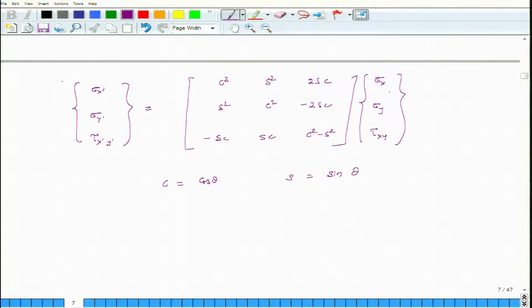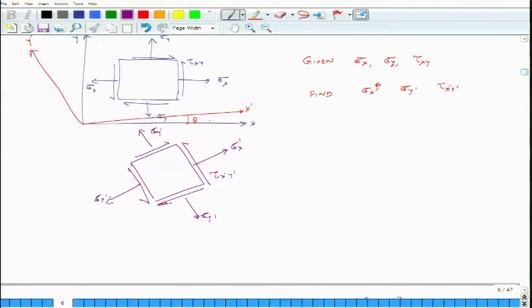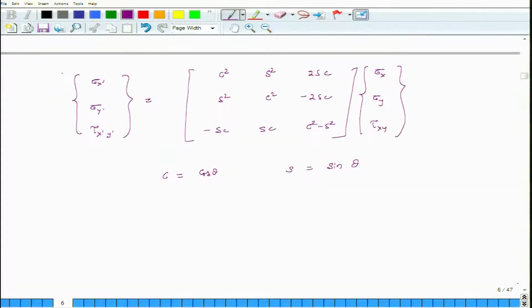So, if I know sigma x, sigma y, tau x y and I know the value of theta, then I can transform from one Cartesian coordinate system to another coordinate system, which is rotated by an angle of theta in the anti-clockwise direction. So, positive theta is the anti-clockwise direction. This is positive theta, this is important to remember, and vice versa.